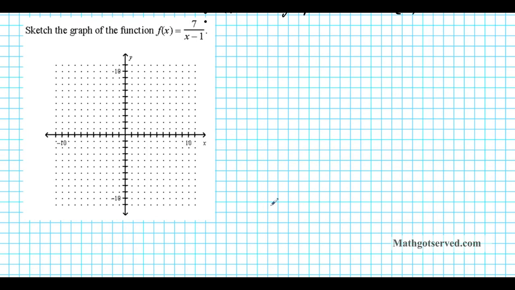Okay, let's take a look at the second question. We're asked to sketch the graph of the function f of x equals 7 divided by x minus 1. So let's go ahead and sketch this. But before we sketch the graph, we have to just remember what the general appearance of a first degree rational looks like. So if we have f of x equals a over bx plus c, the general appearance of this rational function of the first degree, the denominator being of the first degree, is something like this.